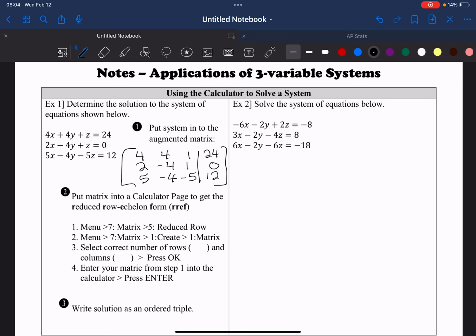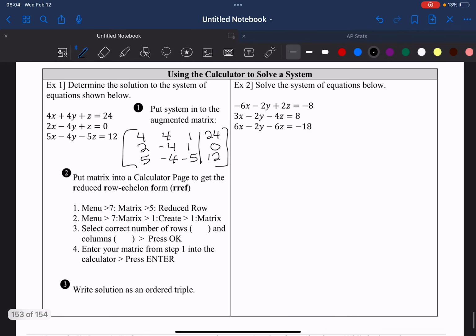Okay, so if you follow the steps and you put this into your calculator, remember in your calculator, after you do menu 7.5 to solve and type in your matrix using menu 7.1.1, you need to select 3 rows because there's 3 equations and 4 columns because there's 3 variables and 1 equal sign. Once you do that, you'll get x, y, z is equal to 4, 2, 0.